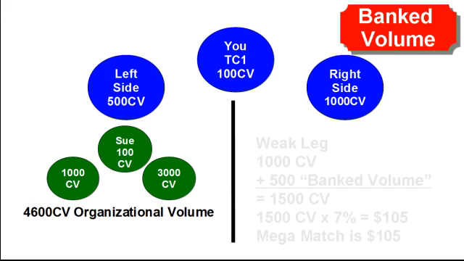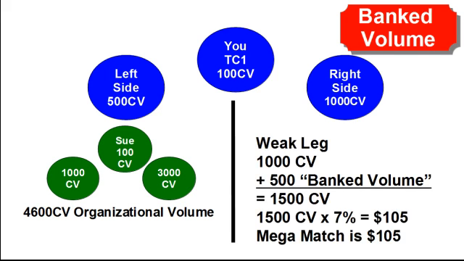However, because you have 500 CV in bank volume on your right side, Synergy Worldwide will add this amount to your 1,000 CV and pay you basic commission on 1,500 CV instead of the 1,000. This means your basic commission would be $105 instead of just $70. And your sponsor would mega match this $105 instead of mega matching just $70. Everyone benefits from the bank volume.